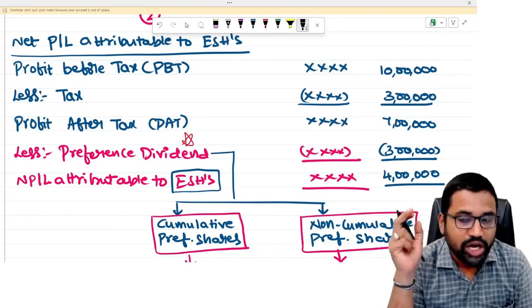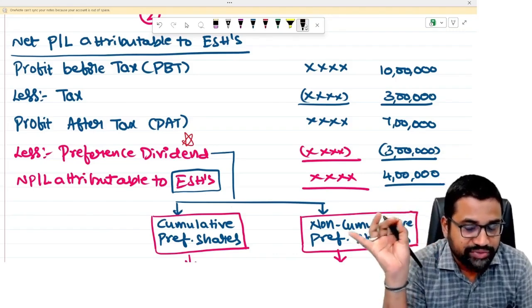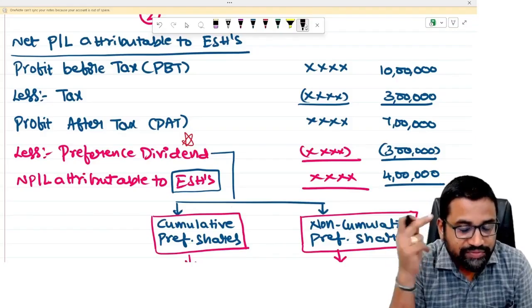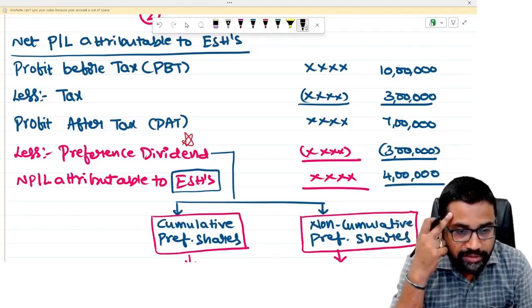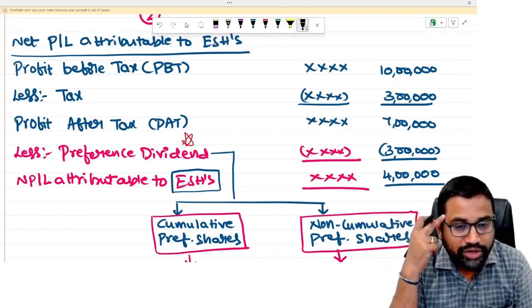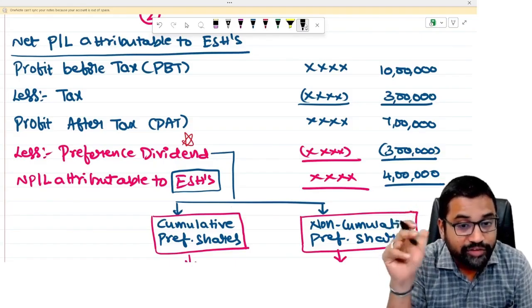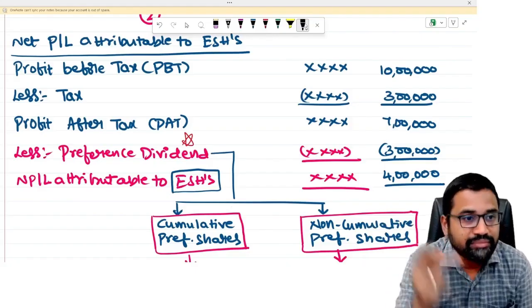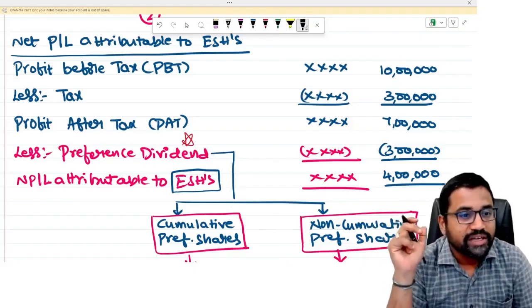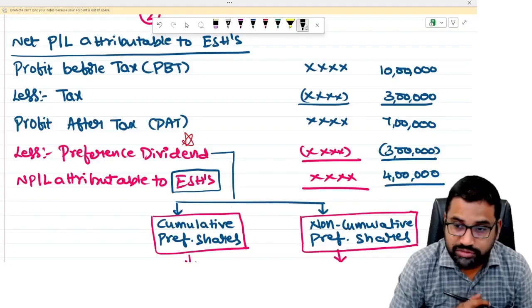So you remember this, how to calculate. Suppose there is a question from AS 20. So you remember this one first: net profit or loss during the period attributable to equity shareholders. How to get it? First PBT, profit before tax, less tax, profit after tax, minus preference dividend. Then you will get net profit or loss attributable to equity shareholders.